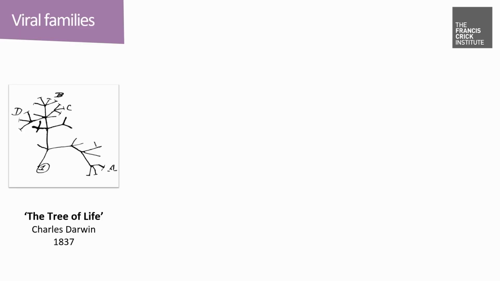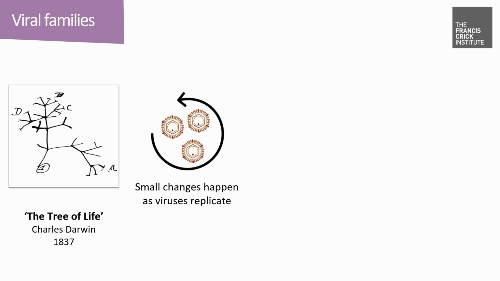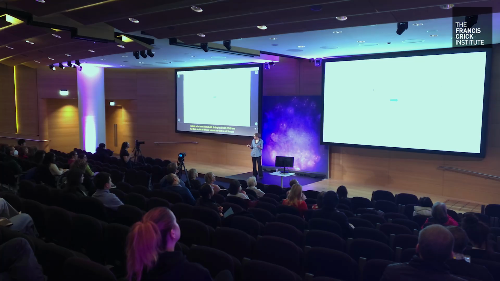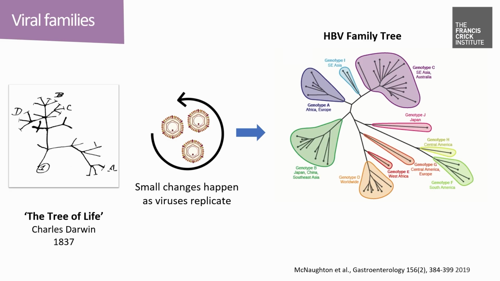You might recognize this image. This was drawn in the 1830s by a chap called Charles Darwin. And Darwin constructed that as he was starting to think about the way that all living things are interrelated. And actually, this applies equally to viruses. So small changes happen in the viral genetic code as they replicate. And actually, we've lived through a real-time example of this happening with COVID, right? Because the SARS-CoV-2 virus, that coronavirus, has evolved and changed quite quickly over time, and we might even know which variants we've been infected with. So they're all SARS-CoV-2, but there are lots of different variants and what we call lineages. In the same way, we can construct a tree of hepatitis B viruses.